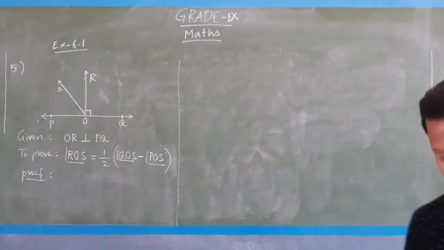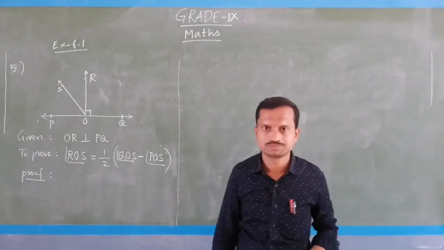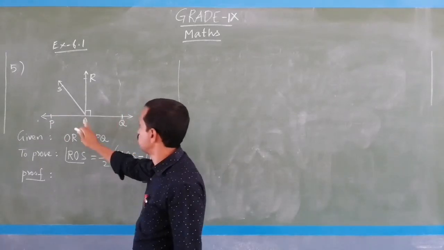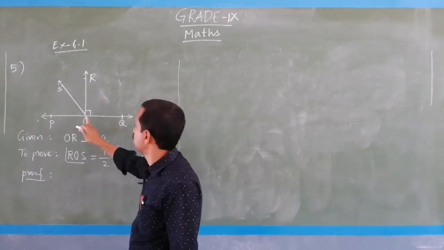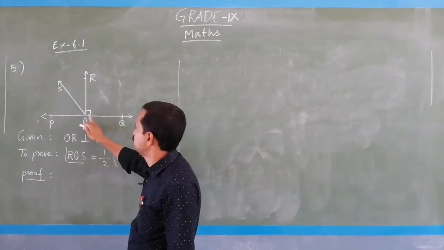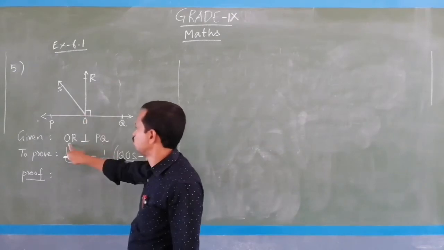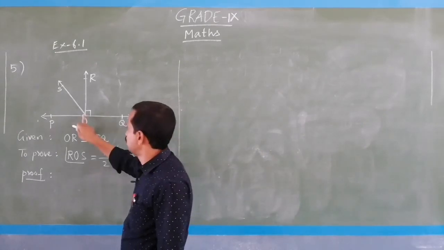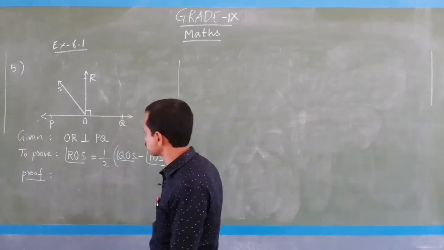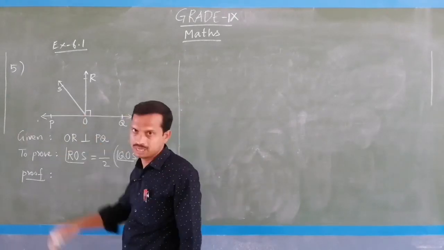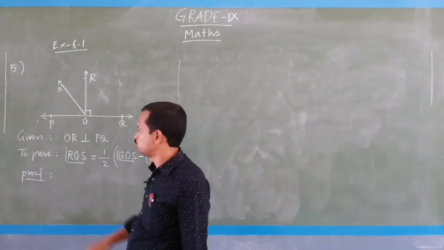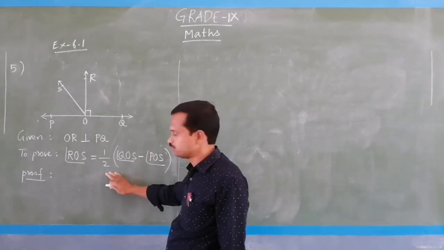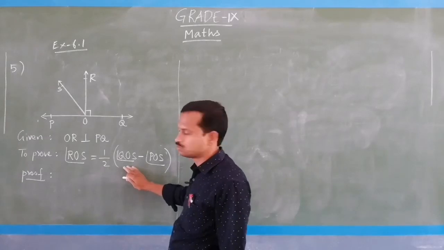So, now coming to question number 5. This is the figure: POQ is a line, OR is a ray on it which is perpendicular to PQ. OR is perpendicular to PQ, it is given, and another ray OS is there which is between OR and OP. To prove: angle ROS is equal to 1 by 2, that means half, of angle QOS minus angle POS.